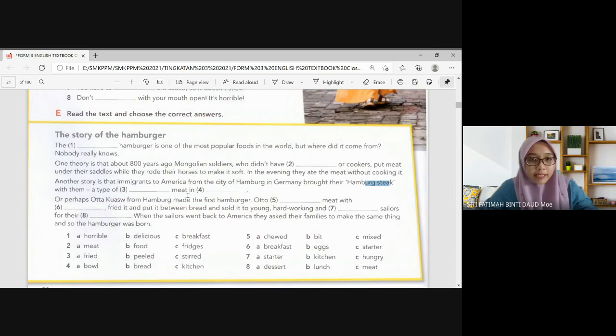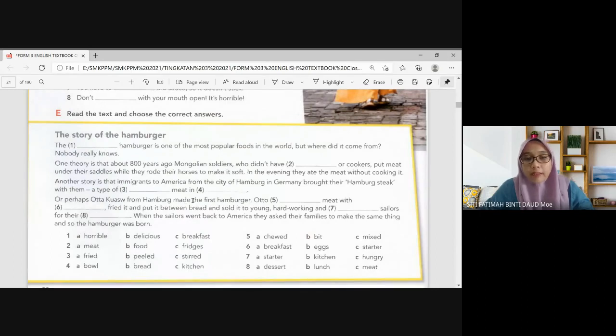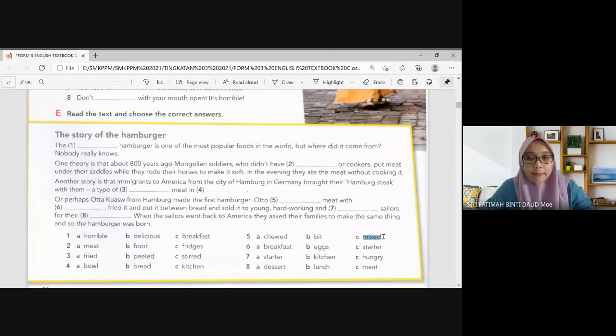Fried meat, peeled meat or stirred meat? Takkanlah stirred pula, takkanlah peeled. Peel apa tadi? Peel? Peel is kupas. So, fried. Fried meat in what? In a bowl? In bread? Or in kitchen? Bread. Bread, yes. Baru nak tanya. Burger dalam apa? Bread, eh? Or perhaps Otto was from Hamburg made the first hamburger. Otto chewed, beat or mixed meat with mix, eh? Dicampurkan, eh? Meat with what? Breakfast, eggs or starter?